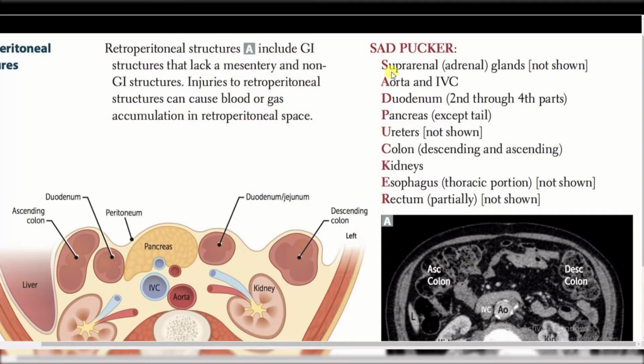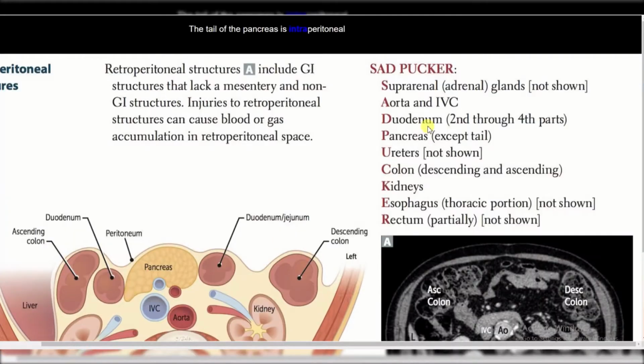The first one is the suprarenal structure. The adrenal gland is basically a retroperitoneal structure, and the aorta and the vena cava. This is very important and comes in so many questions. Aorta and vena cava are retroperitoneal structures. Duodenum: the second and the fourth parts of the duodenum are basically retroperitoneal. Pancreas except the tail, all the pancreas is retroperitoneal, except the tail, which is an intraperitoneal structure. As you see in this question, we already studied that the tail is an intraperitoneal structure, right?